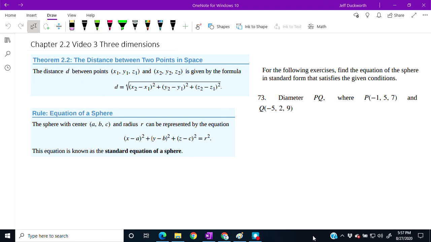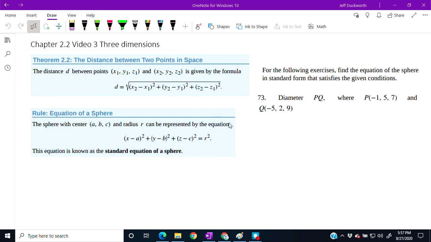All right, so we're given the fact that the diameter is PQ, where P and Q are given. That means both P and Q are on the sphere, and we can draw a line through the center with this. So in order to find the center, we just need to find the midpoint of these two points. The midpoint formula will be used in the same way it was in algebra.